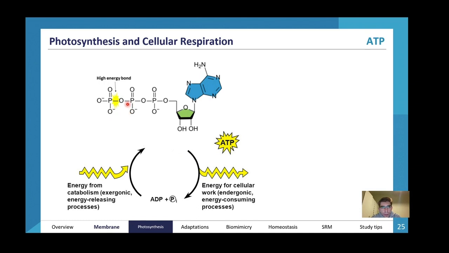And energy is obviously involved when that happens, right? You can release energy, or you can store energy there. That's a really important concept because people don't realize it can go both ways. So when the bond is broken, the energy is released, and ADP plus P is the result of that. So this would be the reactant, and this would be the product. Energy from catabolism, or an exergonic energy-releasing process, will result in the formation of ATP. Energy for cellular work, such as endergonic energy-consuming processes, will use that energy.